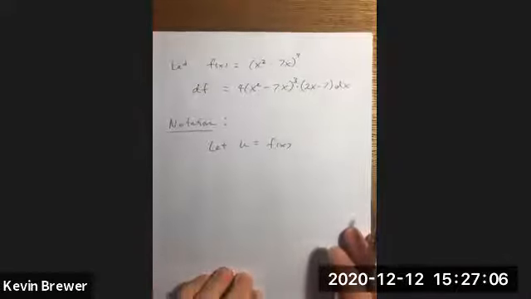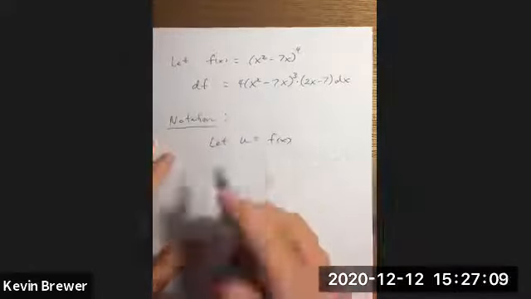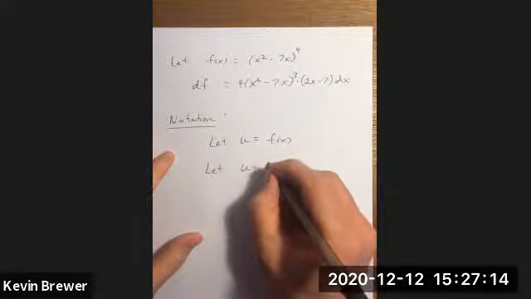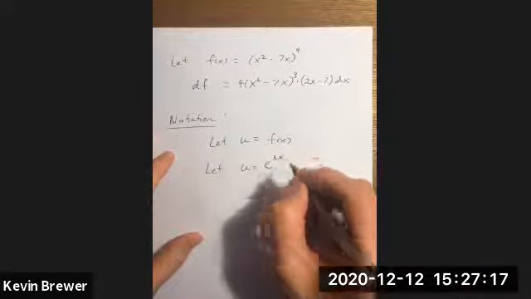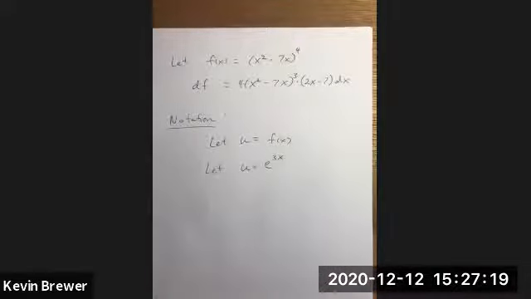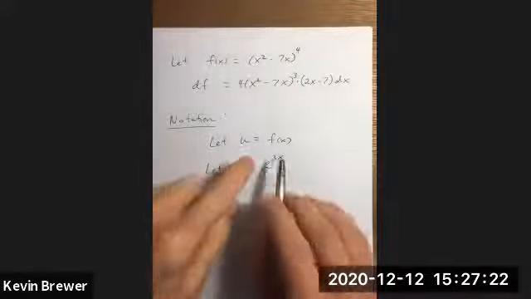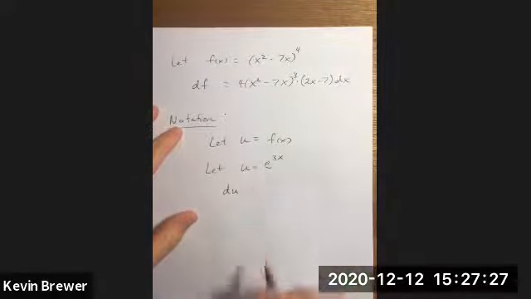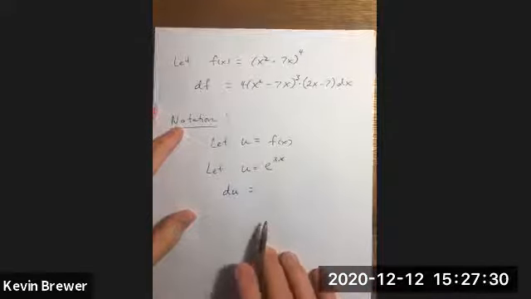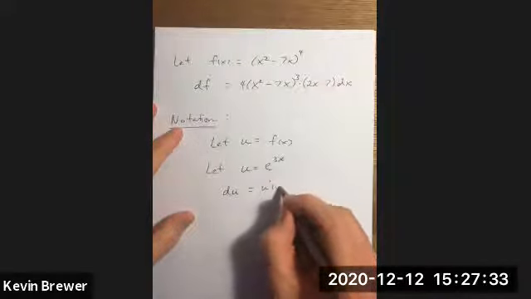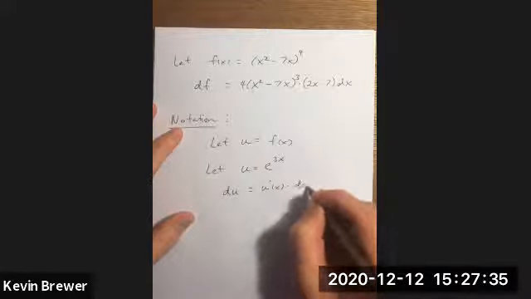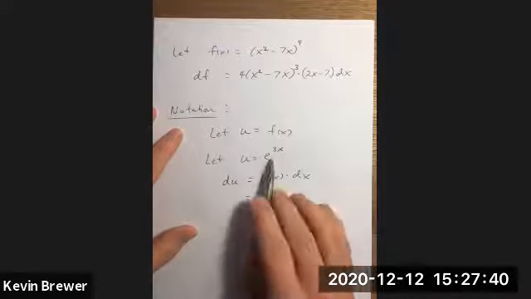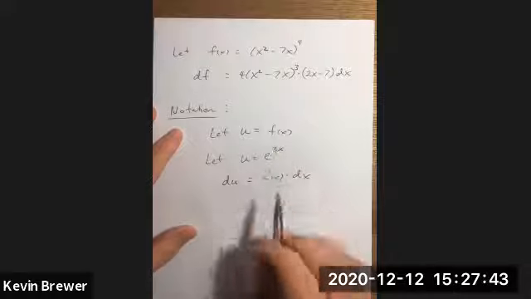So for instance, we can have u equal to e to the 3x. And then instead of talking about df, we talk about du. What is du here? Well, it's u prime of x times dx. Same idea, just slightly different notation. So what is u prime of x here? It's the derivative of u with respect to x.